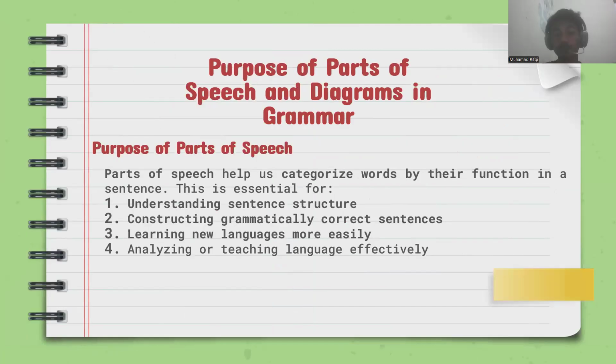Okay, the purpose of part of speech. Parts of speech help us categorize words by their function in a sentence. This is essential for: number 1, understanding sentence structure, constructing grammatically correct sentences, learning new languages more easily, analyzing or teaching language effectively.